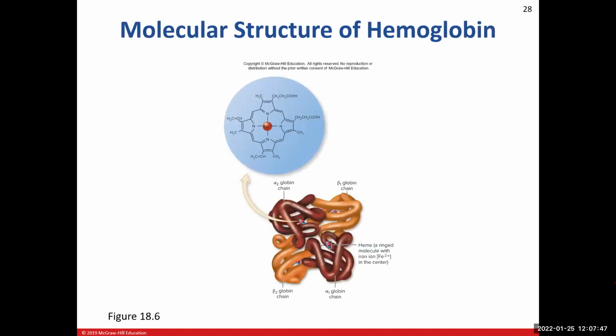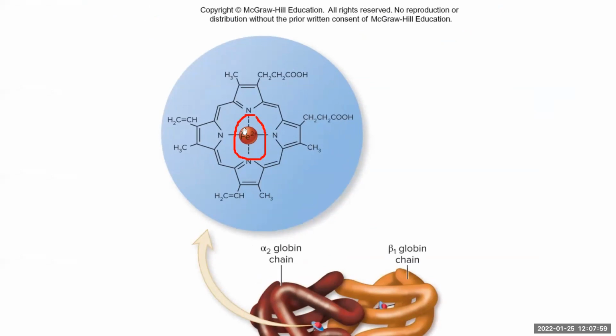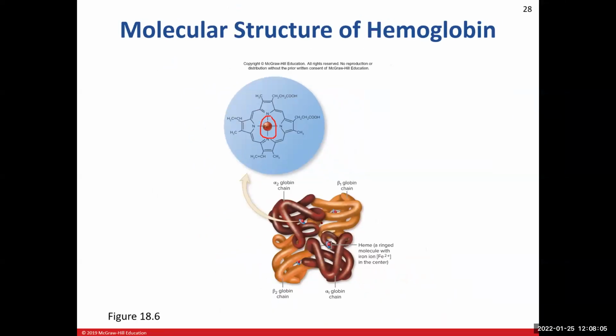So here you can see our hemoglobin molecule. What we're looking at here at the center of our chain, I'll zoom in, that's iron. And that's what oxygen is going to directly bind onto. If you look at the whole molecule itself, you can see it's made up of those four chains, and they're folded together in this proper configuration.